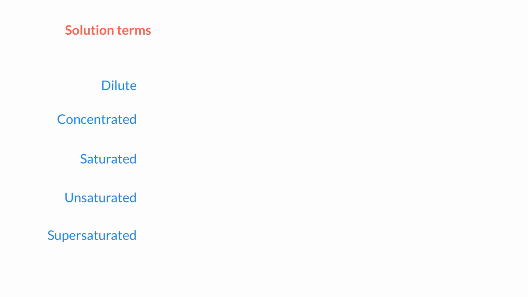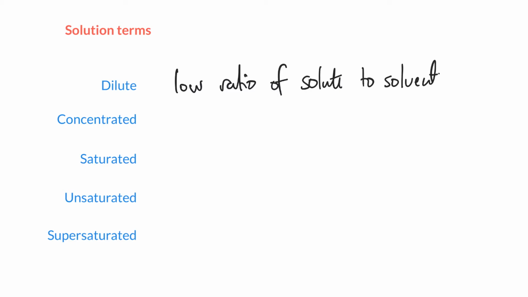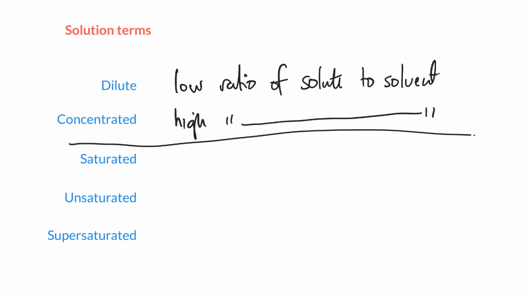So dilute, I think most people are familiar with, but the technical definition is that it's got a low ratio of solute to solvent, or multiple solutes to solvent. So there's just not a lot of solute, a lot of solvent. Concentrated means the exact opposite, if you like. It's got a high ratio of solute to solvent. There's also 3 other terms: saturated, unsaturated, and supersaturated.